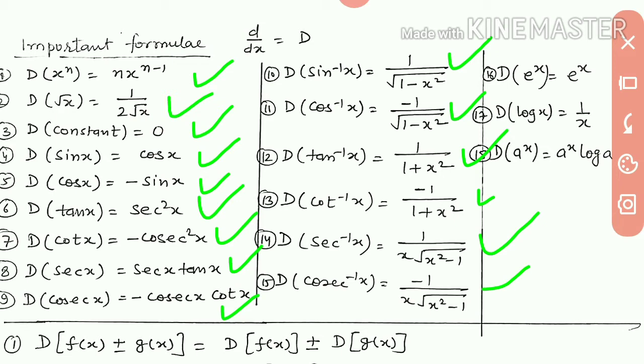Differential of e power x is e power x. Differential of log x is 1 upon x. Differential of a power x is a power x log a. So all of you understand these formulas. These will be very important formulas.